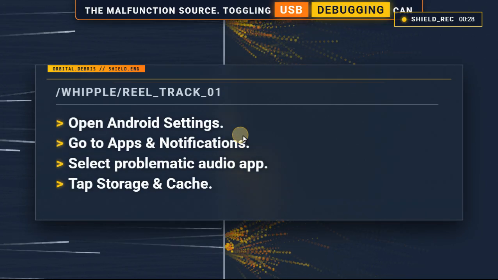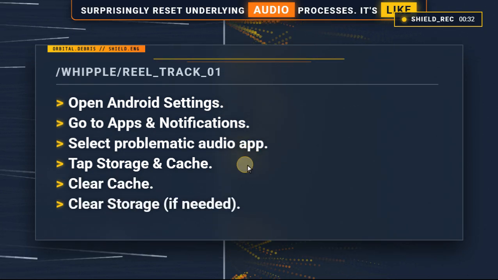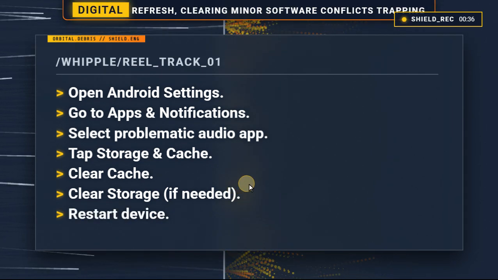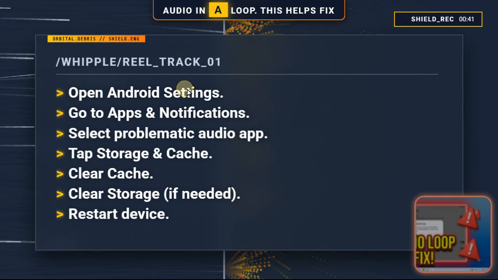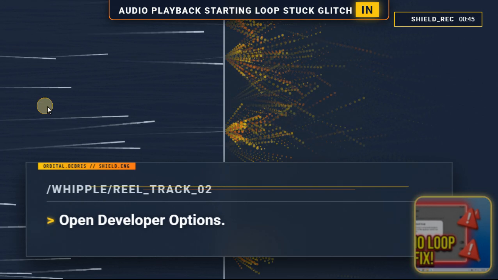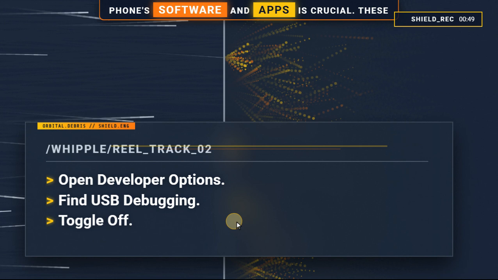Toggling USB debugging can surprisingly reset underlying audio processes. It's like giving your phone's sound system a quick digital refresh, clearing minor software conflicts trapping audio in a loop. This helps fix audio playback starting loop stuck glitch in Android by reinitializing sound pathways.